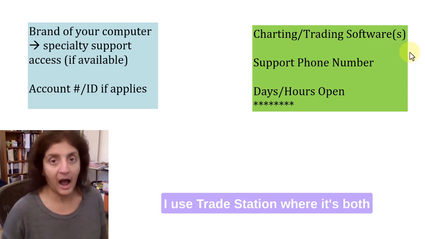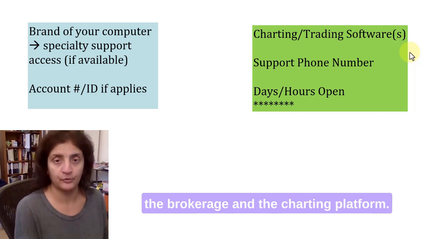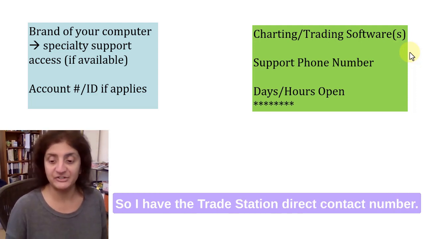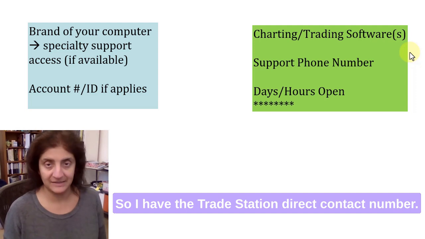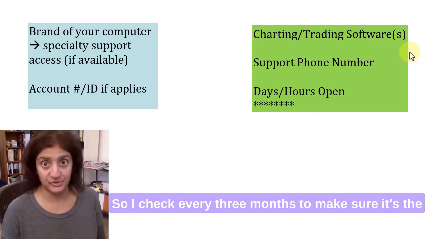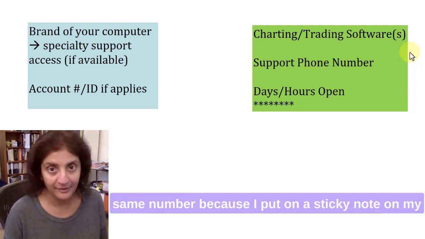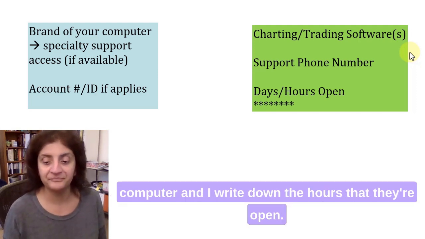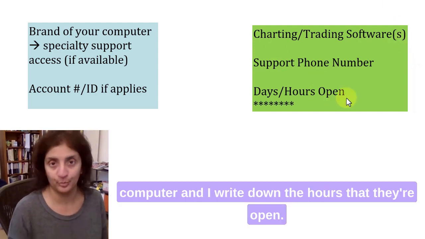different Post-its. I use TradeStation where it's both the brokerage and the charting platform. So I have the TradeStation direct contact number. I make sure every quarter, so I check every 3 months, to make sure it's the same number because I put it on a sticky note on my computer, and I write down the hours that they're open.